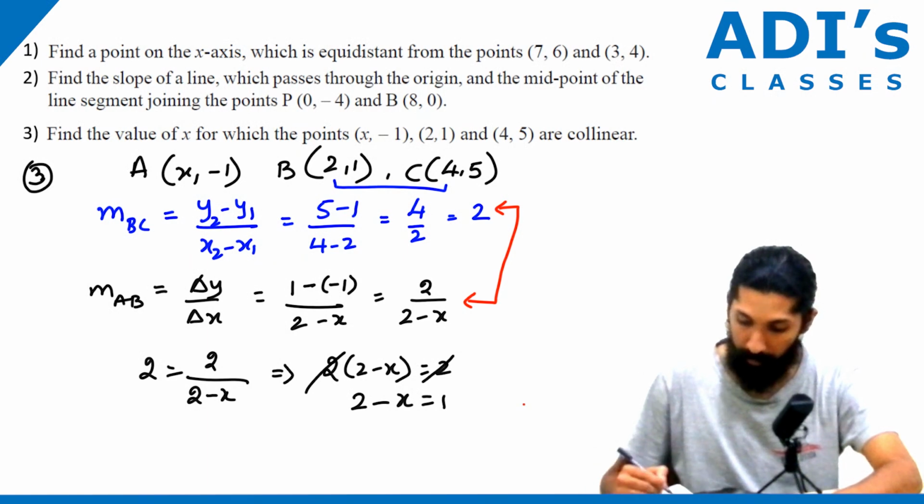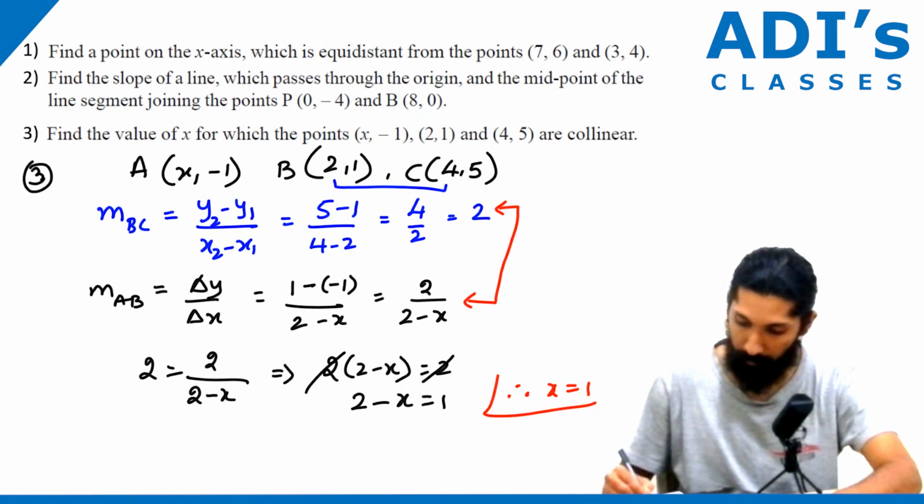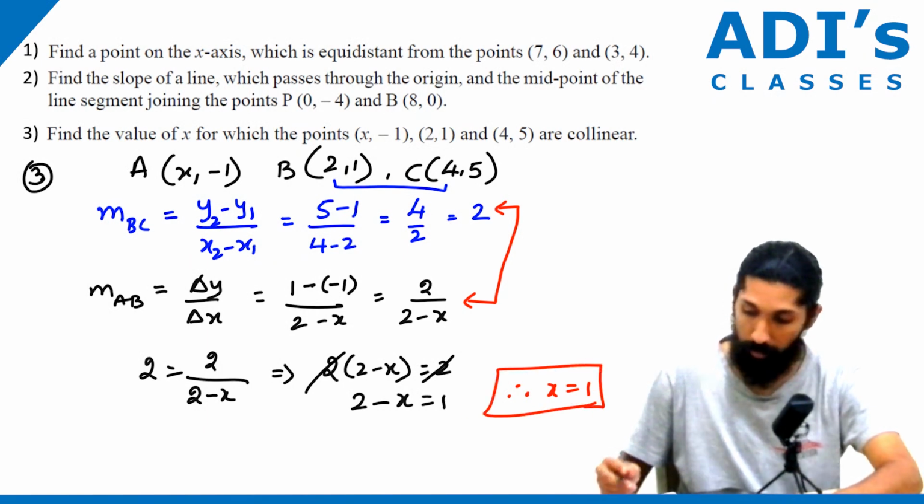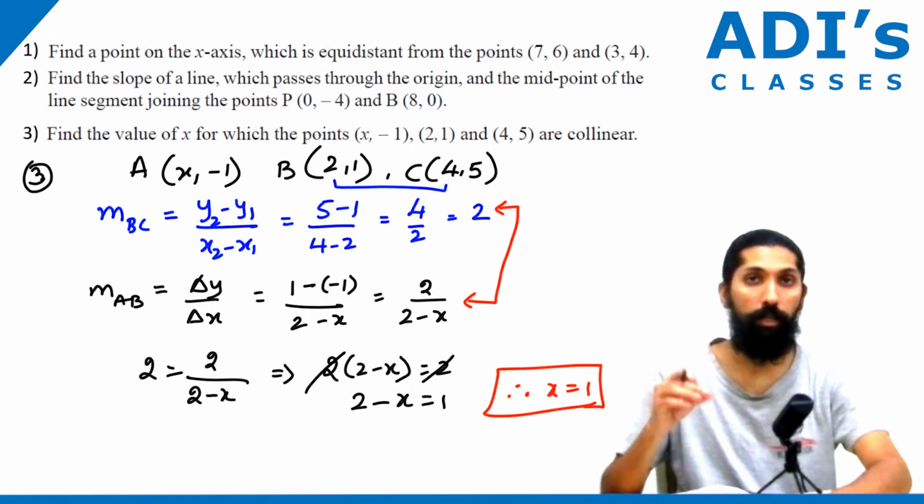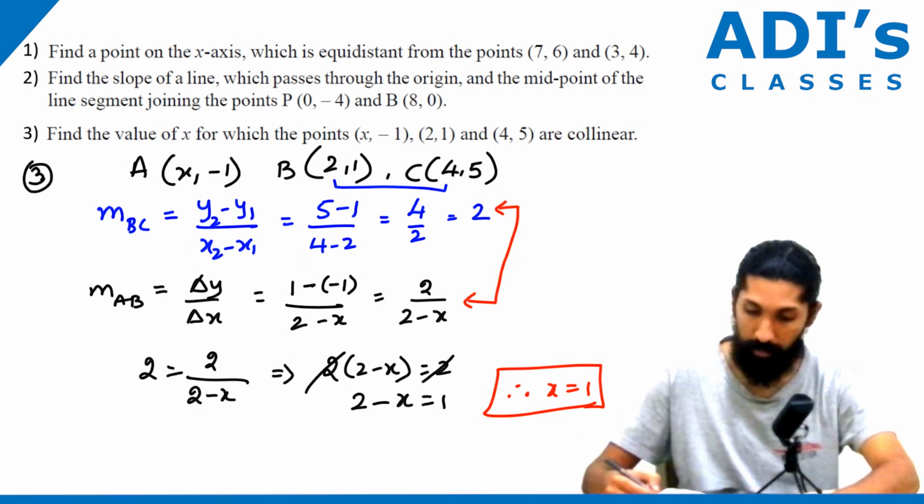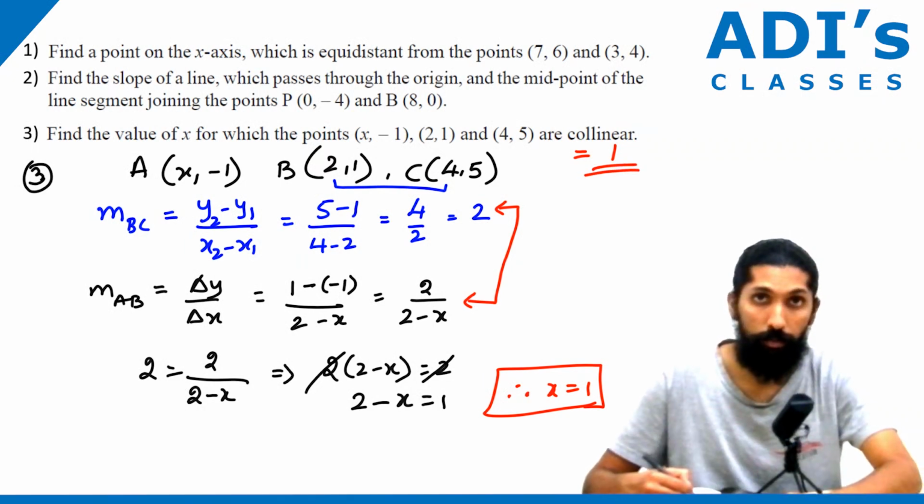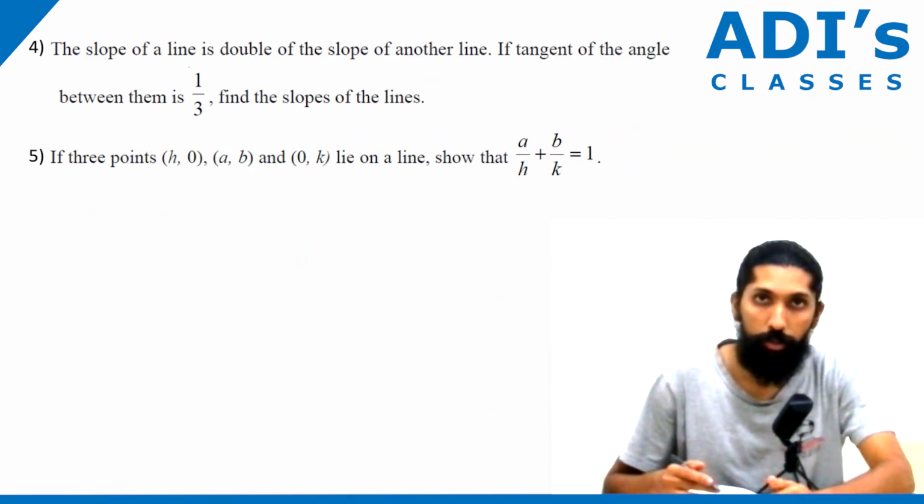So what do we get now? Take the value to the other side. Therefore, the x value is equal to 1. So for the points to be collinear, the value of x has to be this. That means for the third one, the answer is going to become 1. So the third one's answer is 1. Fair enough? Now let's do the fourth one.